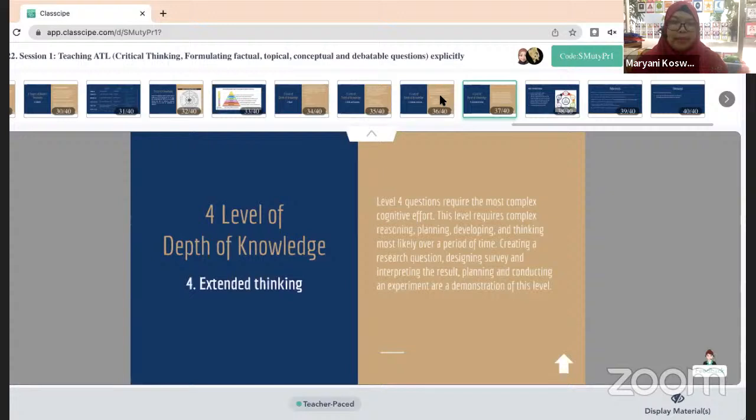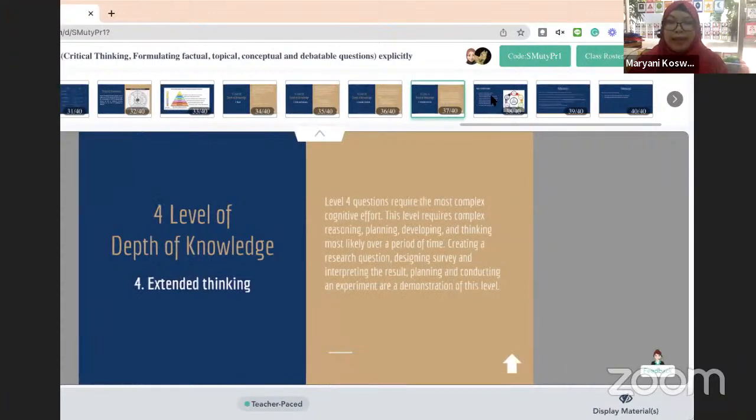So again, hopefully with using different types of thinking skills, students will be very adaptable as inquirers, and they can apply their critical thinking in everyday life. That is the goal of us. So they know that thinking skills, critical thinking, can be used in and out of the classroom.